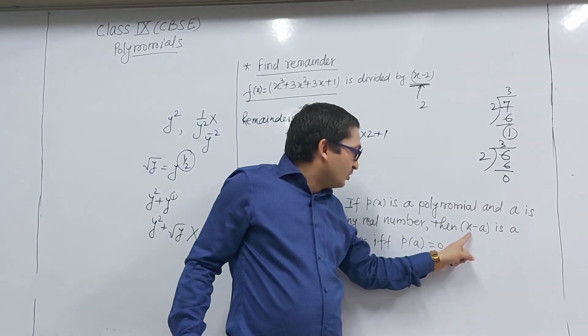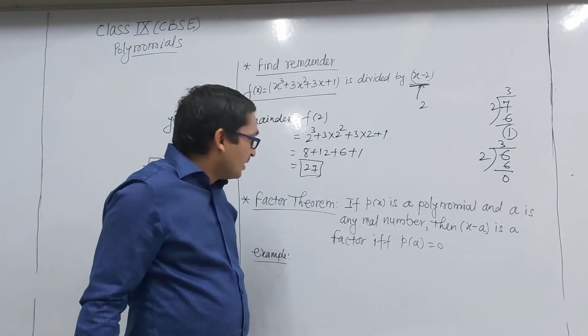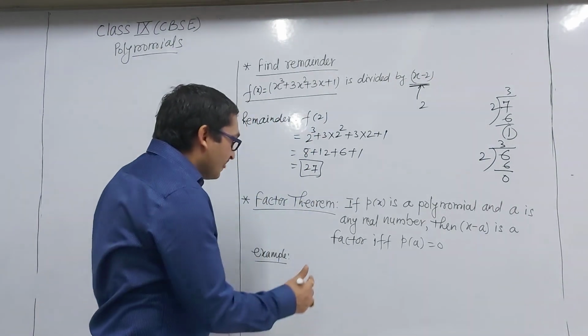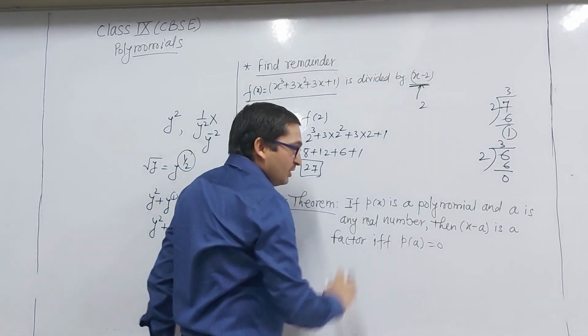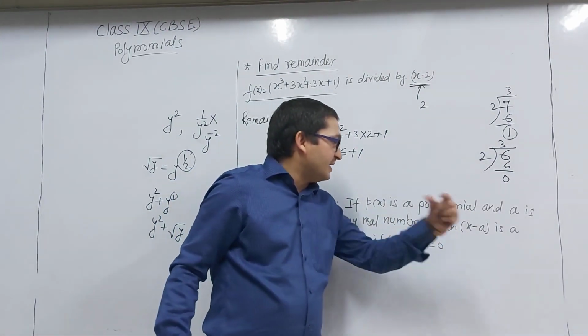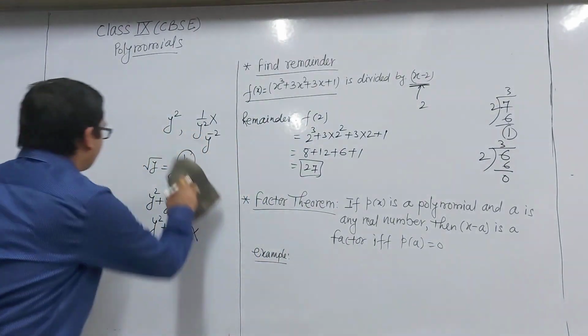If you put x equal to a, this whole term will be 0. So it means what? What is the remainder? Your remainder should be P(a). If P(a) equals 0, then x minus a is a factor of the given polynomial. Now we'll do some problems.